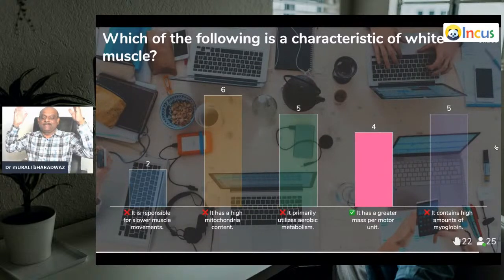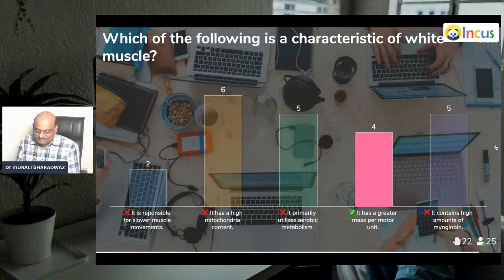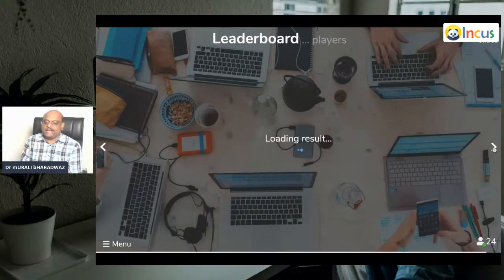Great. Only 4 of you correctly answered. It has a greater mass per motor unit, which is characteristic of the white muscle. That's what you should appreciate.